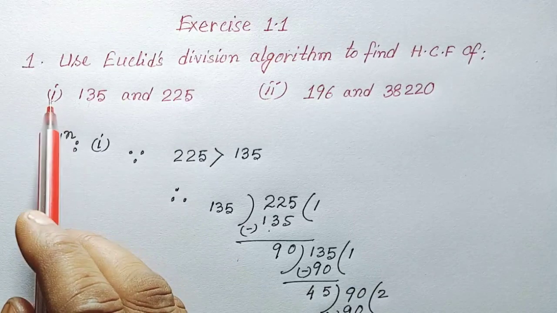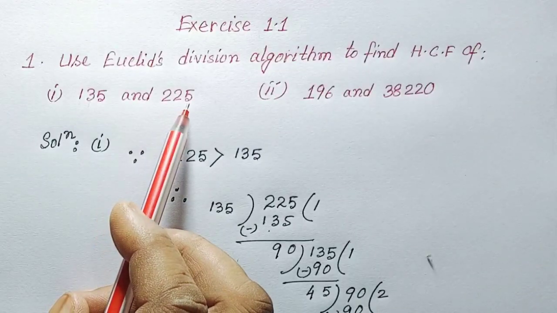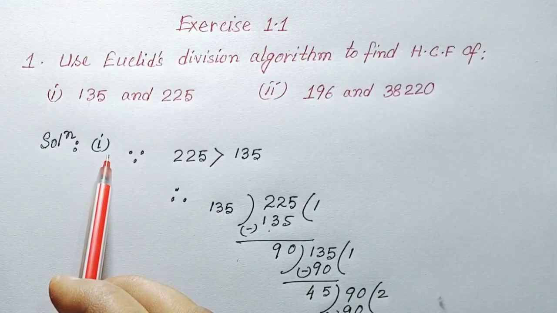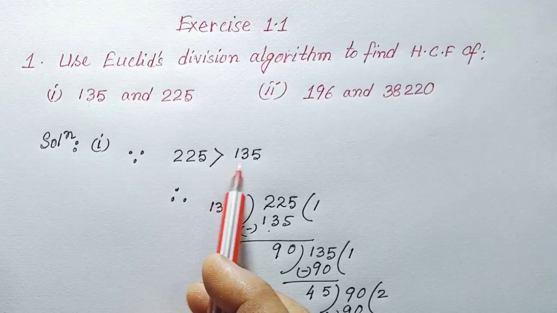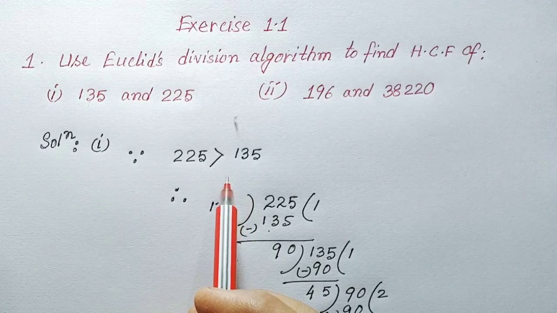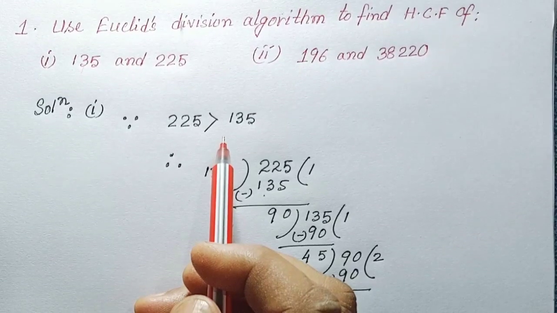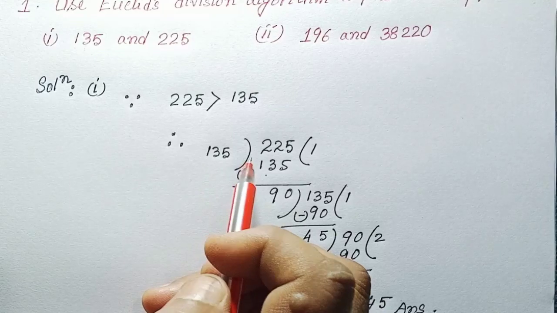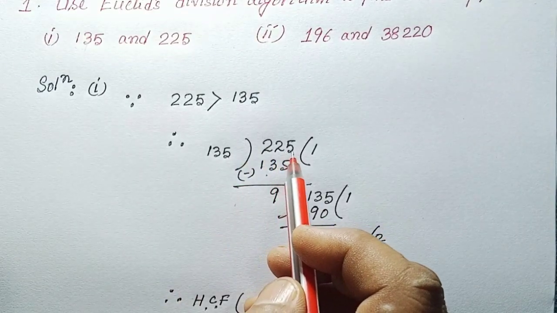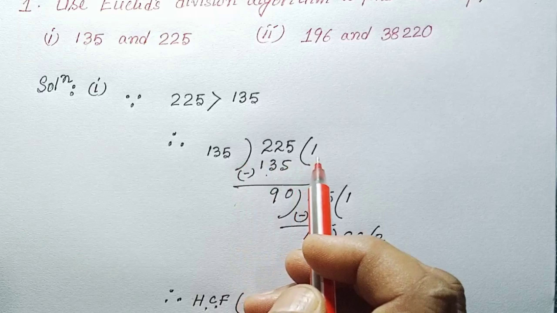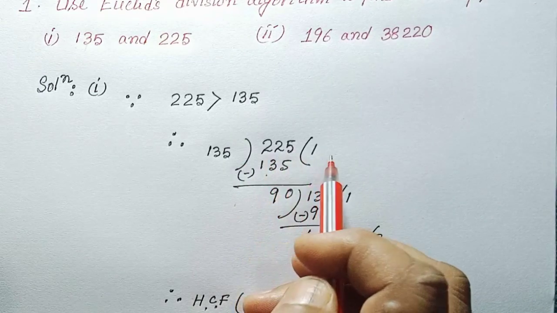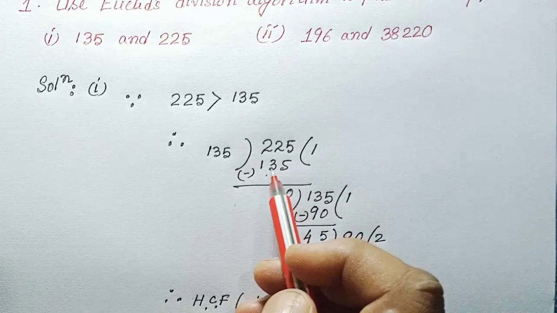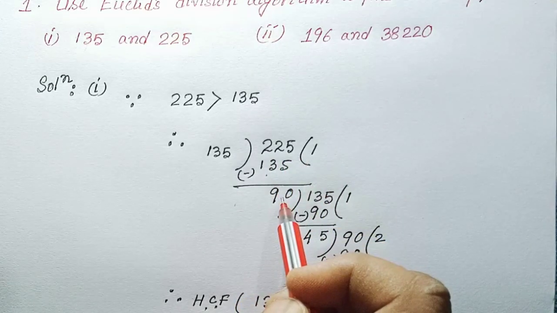In case of (i), 225 is greater than 135. So in the solution we write, since 225 is greater than 135, we have to divide 225 by 135. 135 is the divisor and 225 is the dividend. So 135 will go in 225 one time, so we write 135 here. After deducting it from 225, we get 90 as remainder.